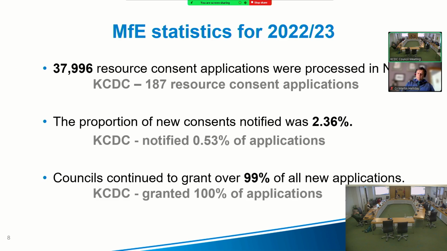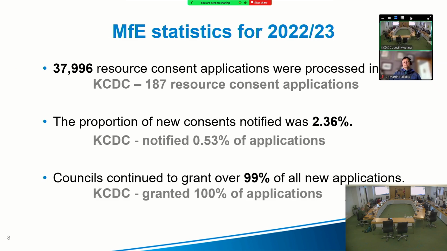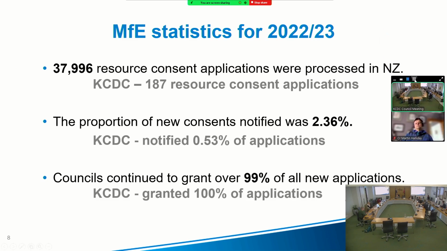So we've provided some statistics here in terms of the MFE data that we've got online, so you can have a look there. There were about 40,000 resource consents processed in New Zealand for the 2022-23 financial year. For that year, KCDC had 187 resource consents, and if you look at the national statistics, less than 5% actually get notified, and for KCDC that is even less than 1% at the moment, right?